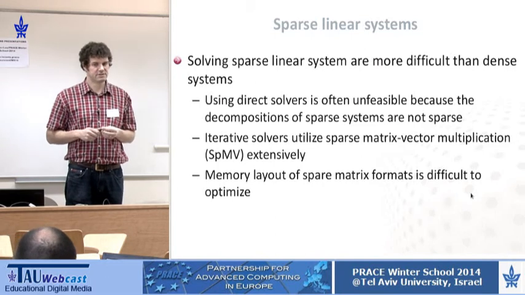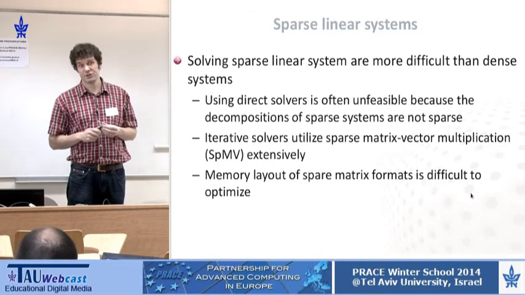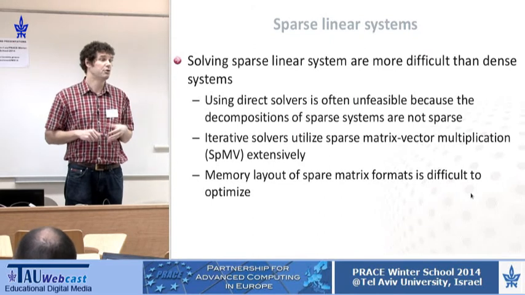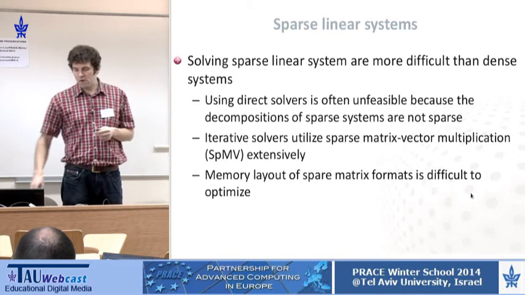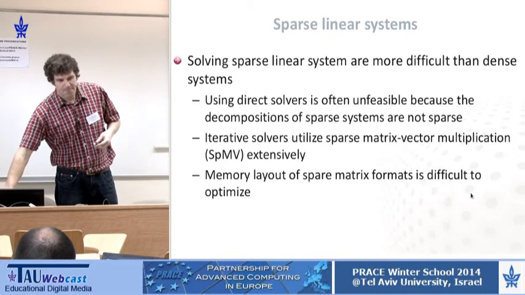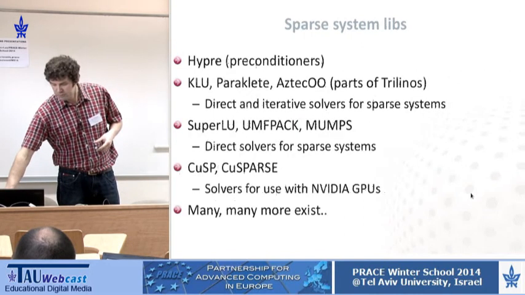So in a simple way, you can say that you define a function and then you pass a function pointer to the library, which kind of matrix vector product routine to use.